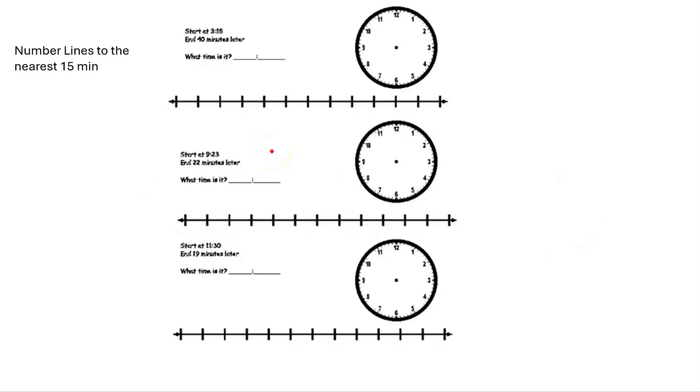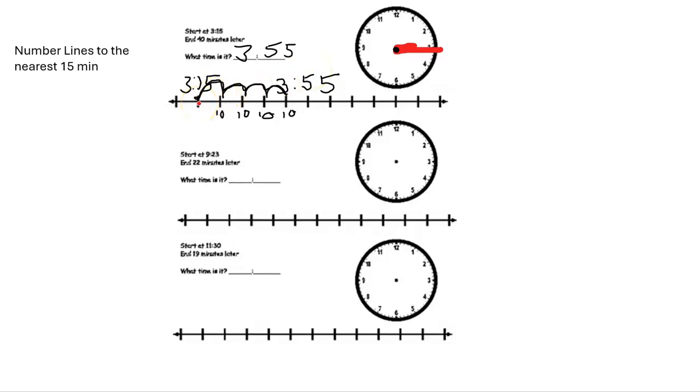So we can now use number lines to help us count on the clock, and number lines are useful in many things in mathematics. So we're going to use 3:15 as our start time, and we're going to end 40 minutes later. So what time is it? So we're going to start at 3:15.